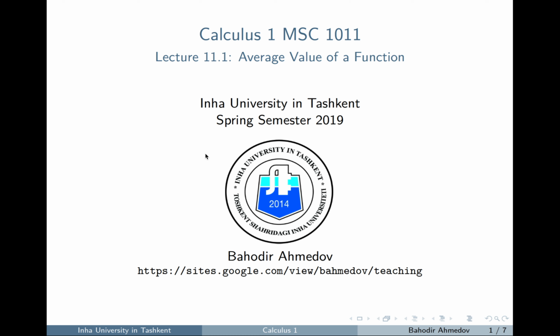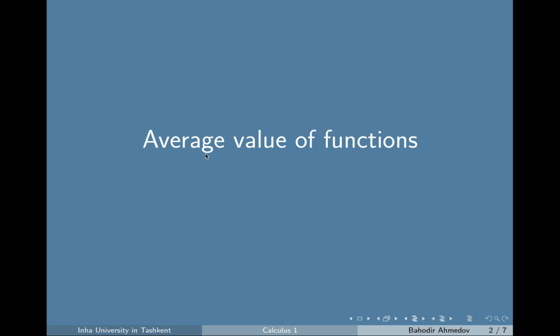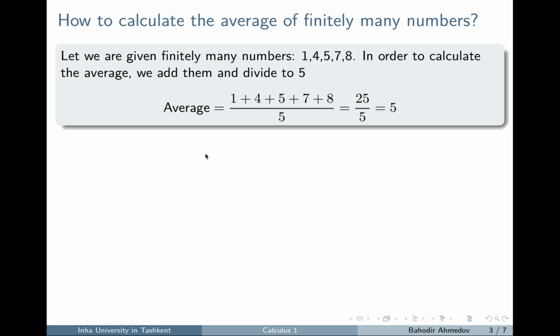In this video, we're going to learn how to calculate the average value of a function. So let's start with the idea of calculating the average value of a finite number of numbers. We're given only five numbers, and in order to calculate the average of them, we just need to sum all of these five numbers and divide by 5. It gives us the average of these five numbers.